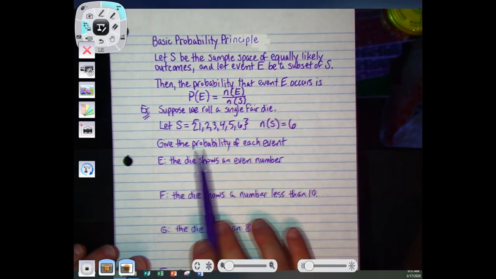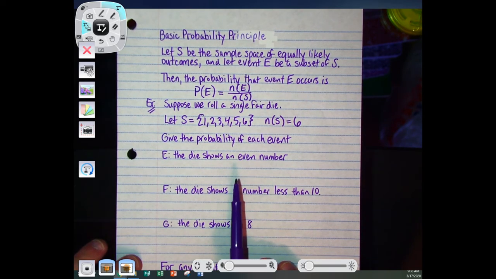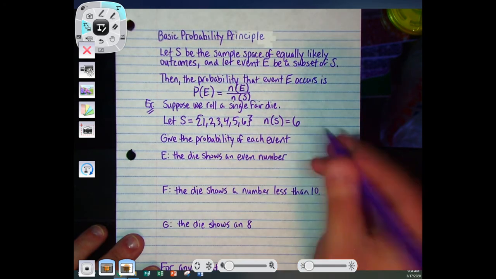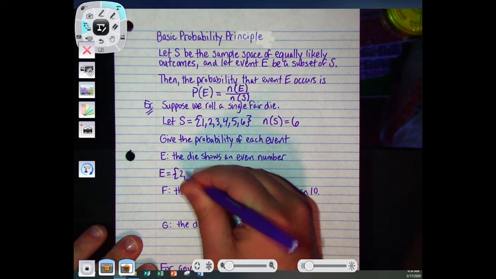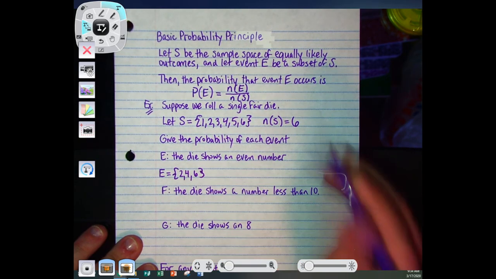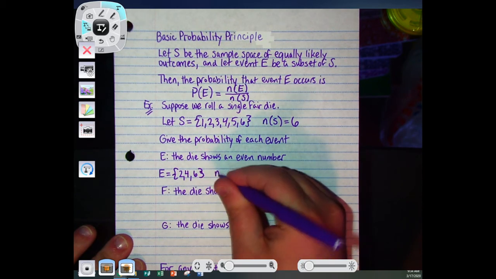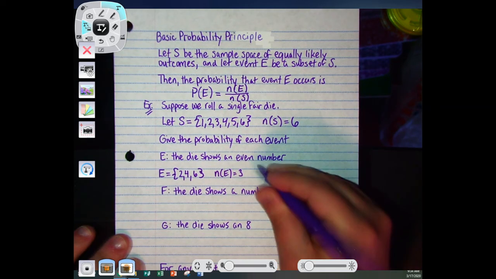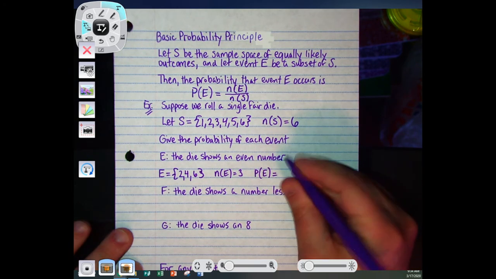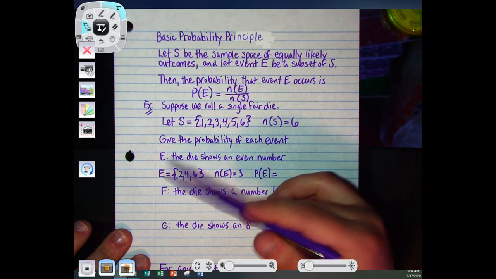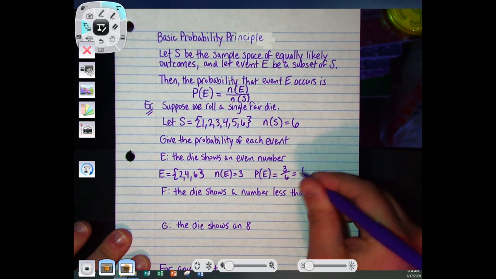So now they're going to ask us to give the probability of different events. So the probability that the die shows an even number. Well, in this case, our event would be the set of 2, 4, and 6. So notice how many outcomes are in this subset? Well, there's 3. So our N of E would be equal to 3. So the probability of E in this case would be 3 over 6, and that would simplify to 1/2.